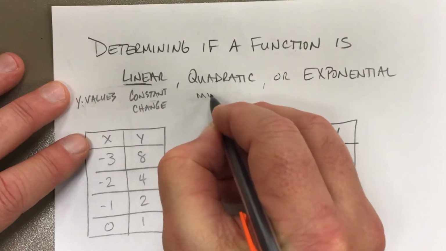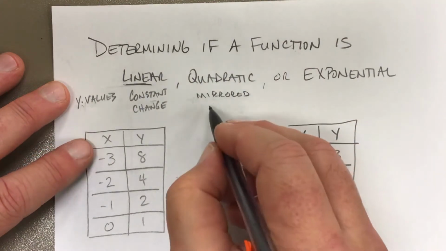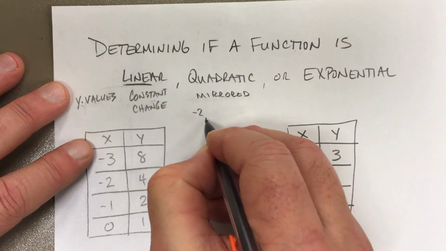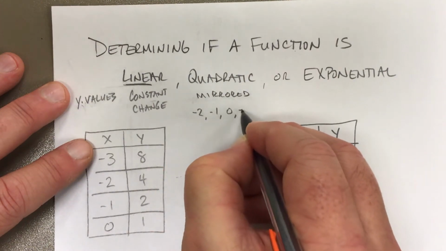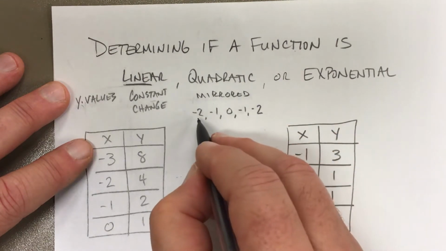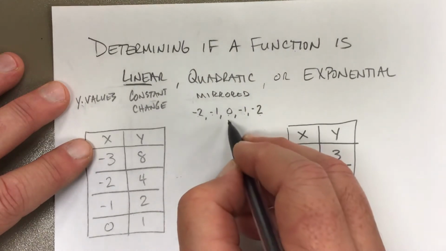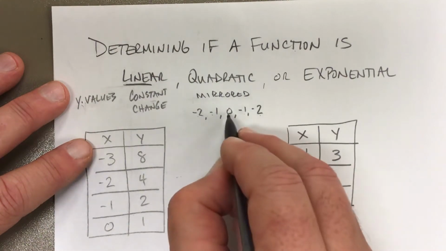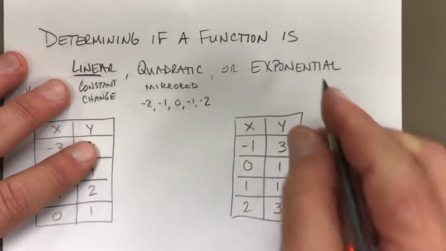Quadratic just means that it's mirrored, and you may not be familiar with that. Mirrored means that it can go like -2, then -1, then 0, then -1, and then -2. Notice that it's mirrored. There's always a middle point, and then these two are the same distance from that point, and these two are the same distance from that point. So that's what you're going to look for.